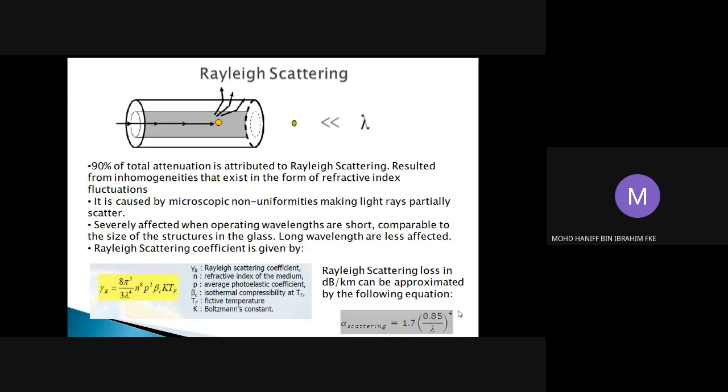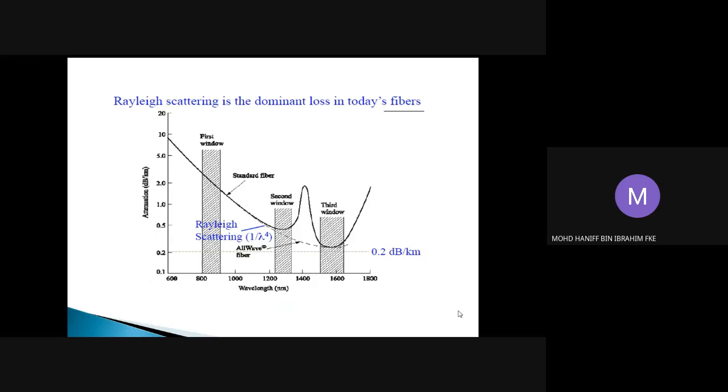Any questions so far on this scattering? No? Okay, good.